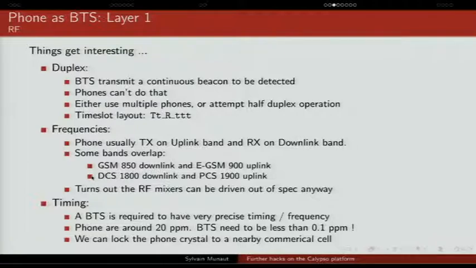And the problem is timing. As I said, GSM networks need to be very precise timing-wise, 0.1 ppm. Unfortunately, the crystals that you will find in phones are cheap crystals. They're like 20 ppm of error. So there is like 2 orders of magnitude in difference in the required precision. Fortunately, the crystal in your phone is voltage controlled, which means you can actually lock the crystal of your phone to a commercial cell, and that's what I do here.